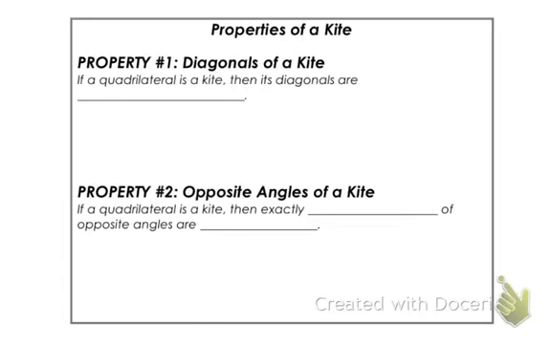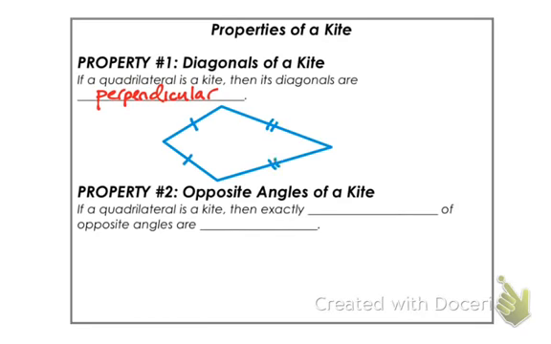Now, two properties of a kite that we're going to talk about. The first is that the diagonals are perpendicular. So if a quadrilateral is considered to be a kite, then we know for a fact that its diagonals are perpendicular. If we draw our kite with our consecutive sides that are congruent, and draw a diagonal and its other one, they intersect at a 90-degree angle. So that's one property of a kite.